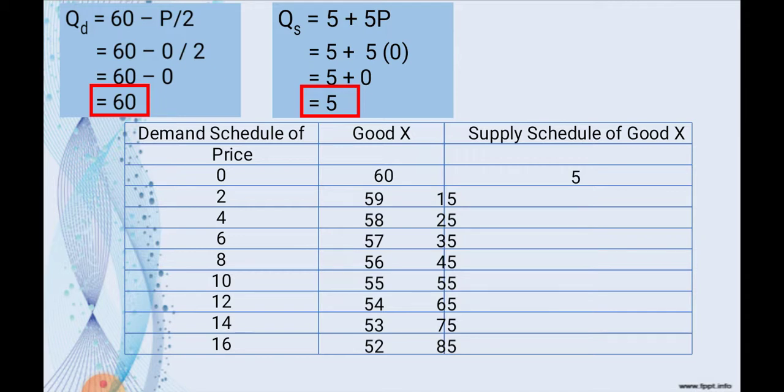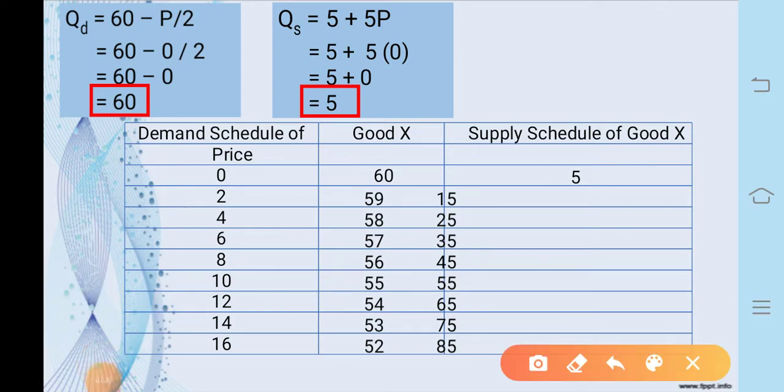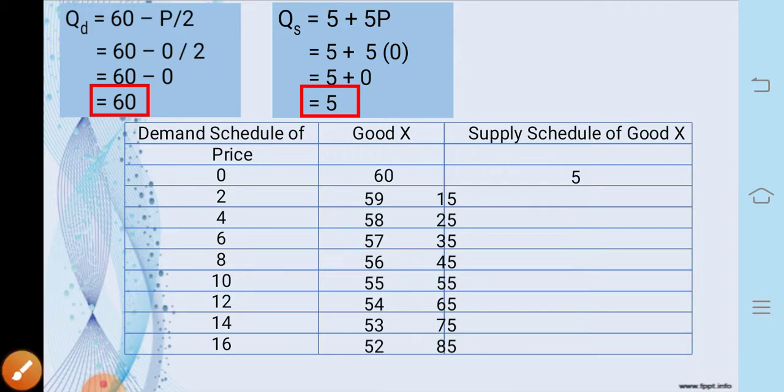The table is a bit misaligned, just slightly. The 15, 25, 35, 45, 55, 65, 75, 85 are aligned here. So the values 59, 58, 57, 56, 55, 54, 53, and 52 are the demand of the good, and 15, 25, 35, 45, 55, 65, 75, and 85 are the supply schedule of the good.